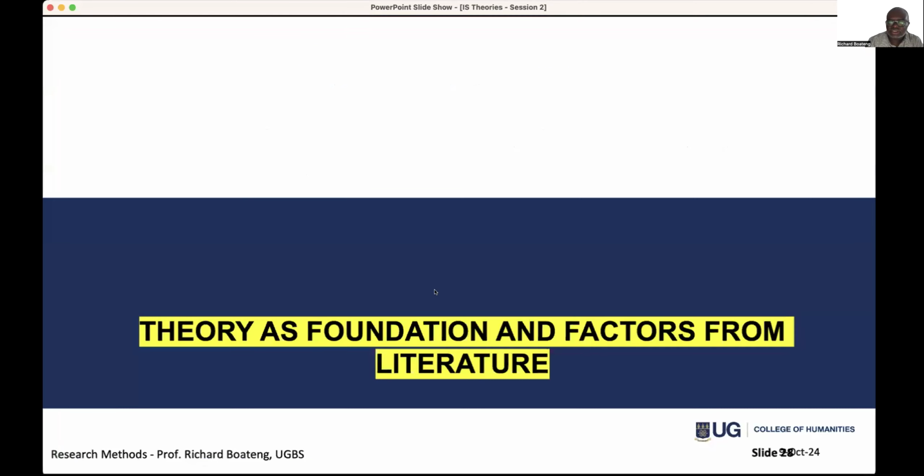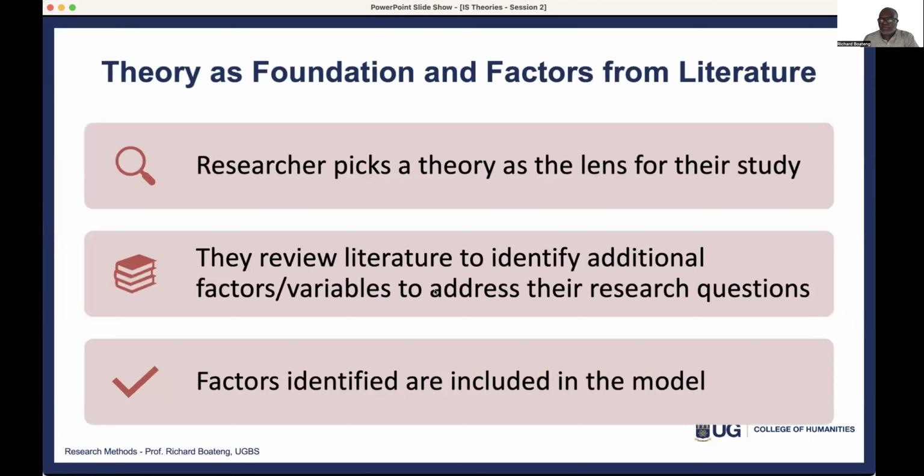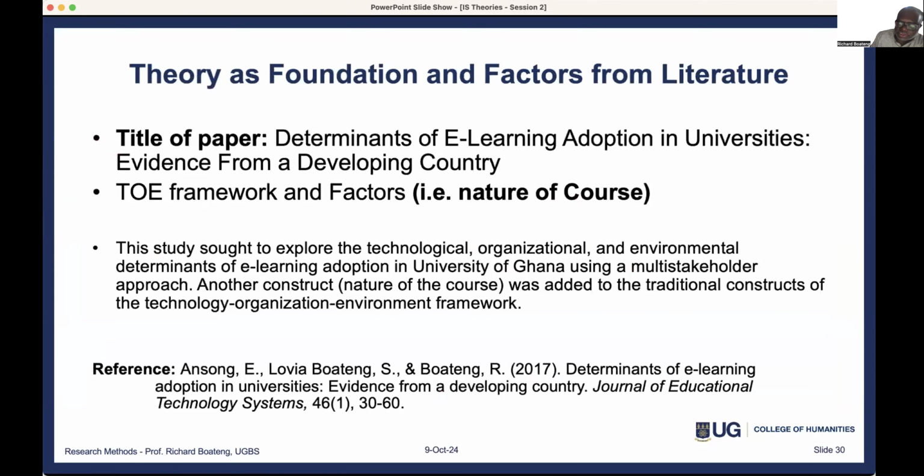Okay. So we are going back again to our screen. Next one is theory as a foundation, factors from the literature. So you pick the theory as a foundation, as a main part of your work. You look at the theory, identify what are the shortcomings of the theory, what other variables can I add? Then include those variables in your study.